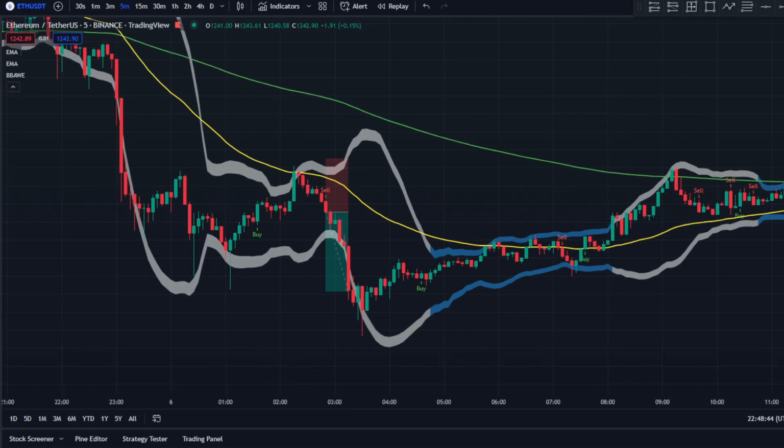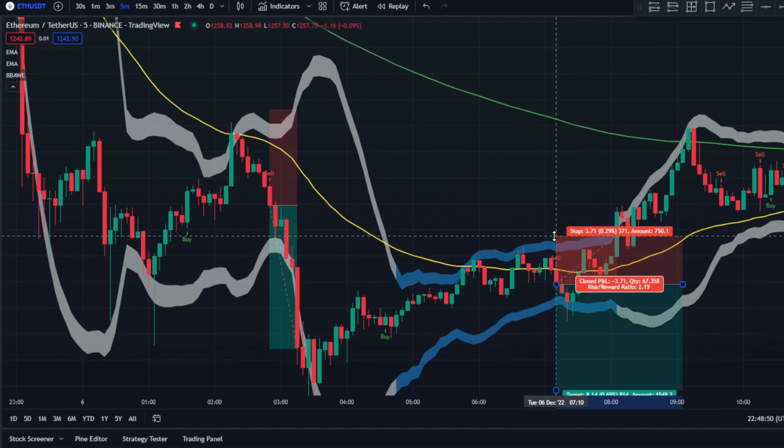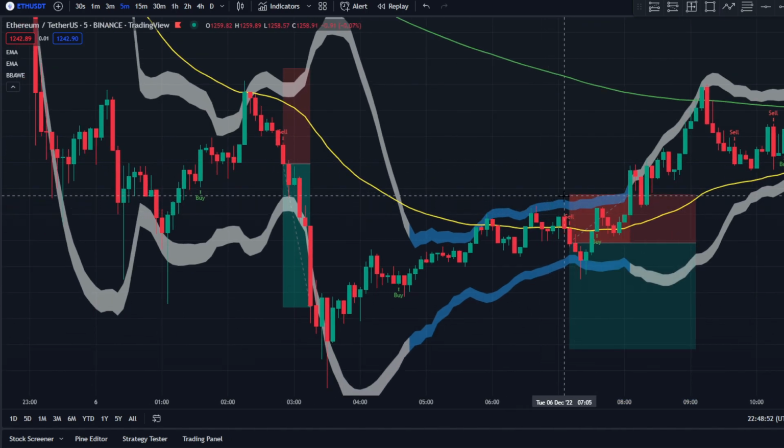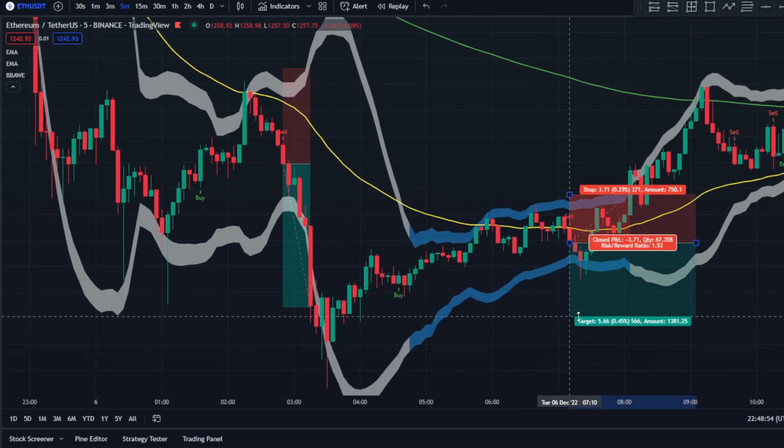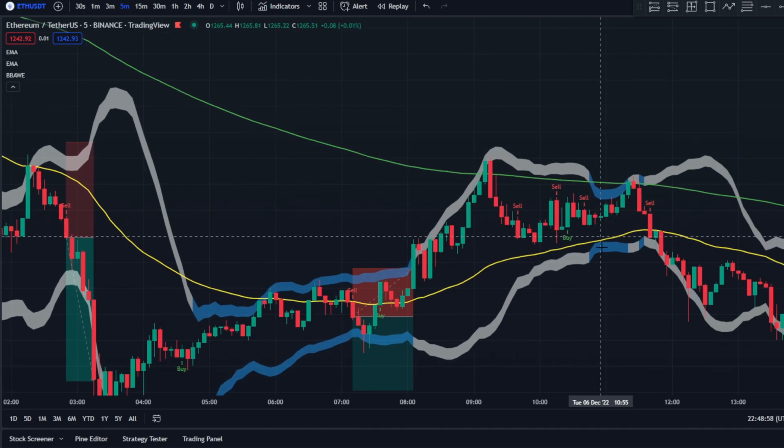So here we have another trade. You can see that it touches the up band before we have a sell position right here. Stop loss will be right above the Bollinger Band, and you take 1.5:1. But unfortunately, they will end up in loss. Here we have another trade.